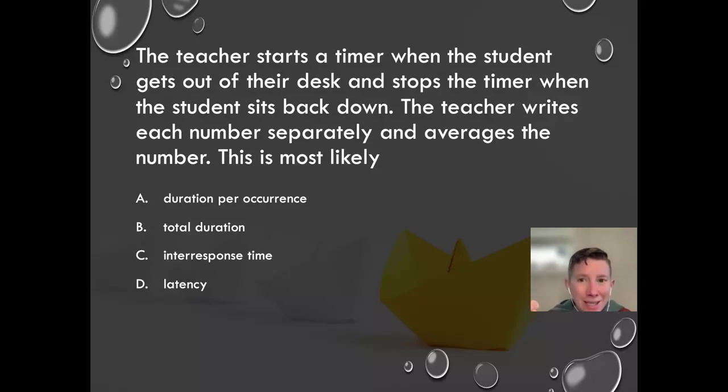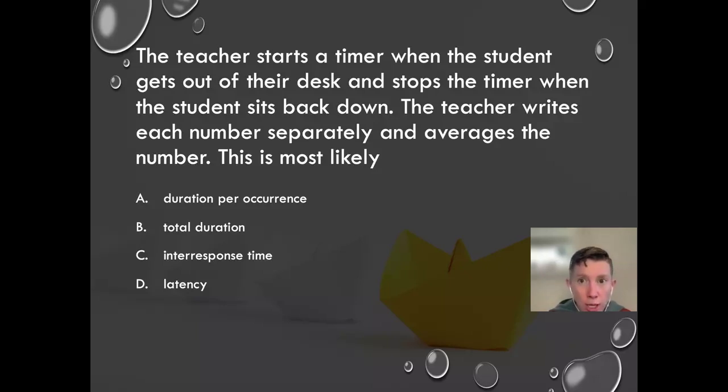So the key to this is looking at what the teacher did with the data, because measuring duration per occurrence or total duration is actually the same in this first sentence, which is we start the timer when the behavior starts, we stop the timer when the behavior stops. But with duration per occurrence, we're typically going to express this as an average, and that's what gives us a clue that this is duration per occurrence.